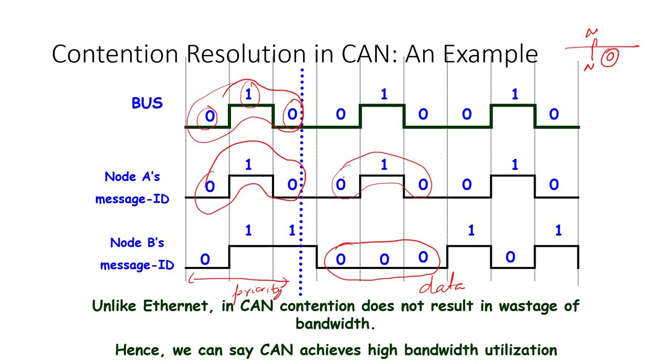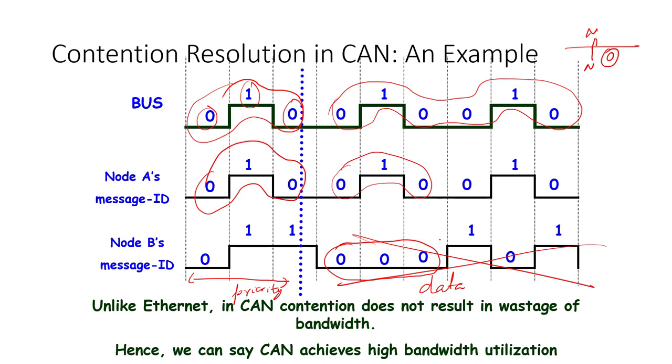So whatever was the data part of node A, that is what gets transmitted on the CAN bus. So since node A was transmitting 010010, the bus will also transmit 010010. All right. And because node B lost the arbitration, its contents are not transmitted.